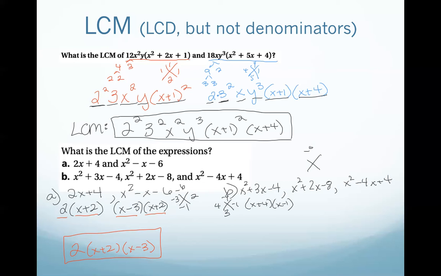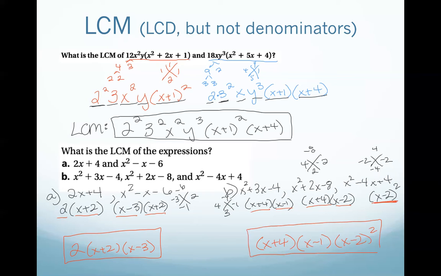2 numbers that multiply to -8 and add to 2, that's going to be 4 and -2, x plus 4, x minus 2. And then 2 numbers that multiply to 4 and add to -4, that's going to be -2 and -2, x minus 2 squared. Okay, so now my LCM, I need a factor of x plus 4. I need a factor of x minus 1. I need a factor of x minus 2, but I actually need that to be squared. And then everything is underlined, so that means I've included everything already. There is my least common multiple.